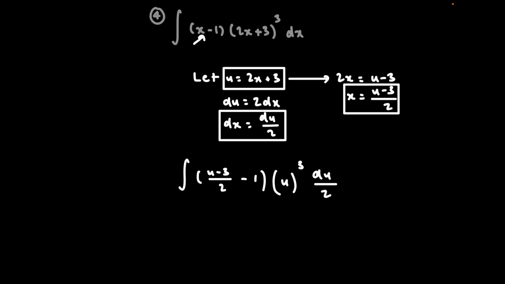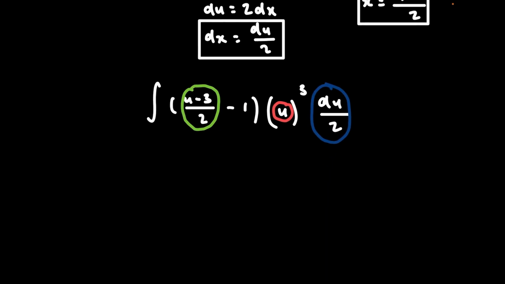Okay, so if I were to show using colors where everything goes, I can say that this x over here was what this over here was. This 2x plus 3 is simply just u, and the dx simply became the du over 2. Okay, so let's continue simplifying this equation now.